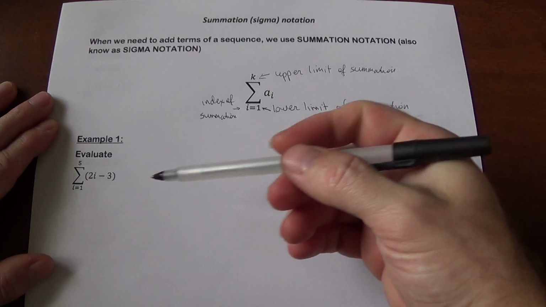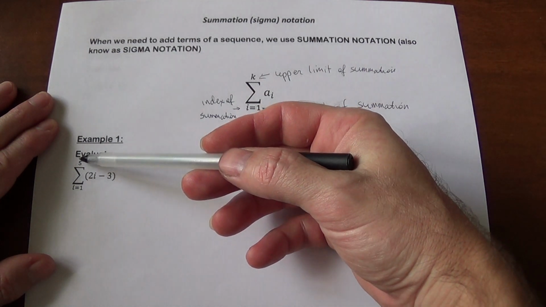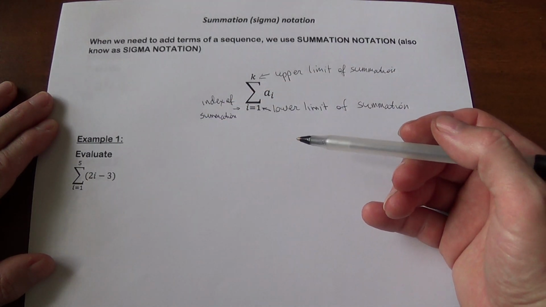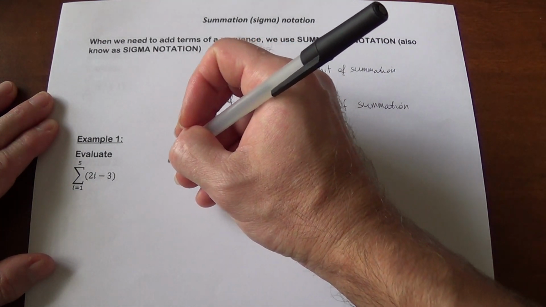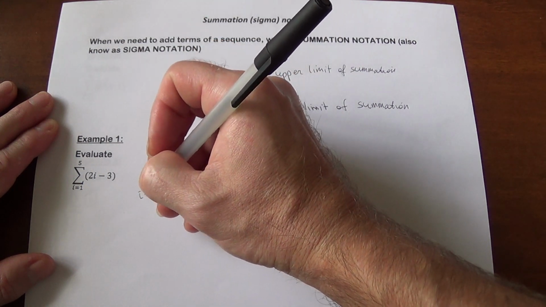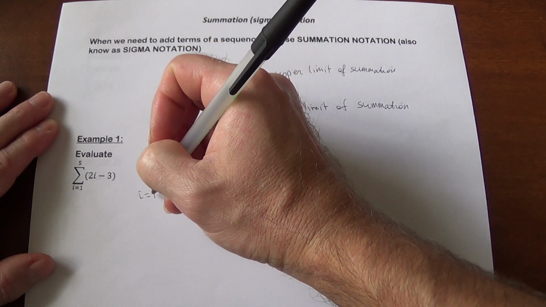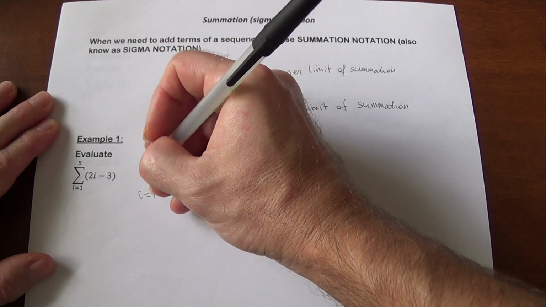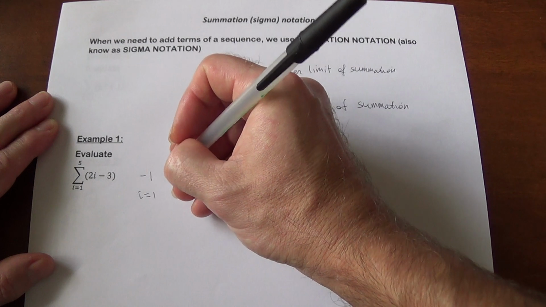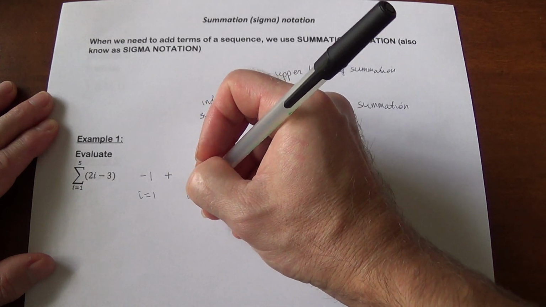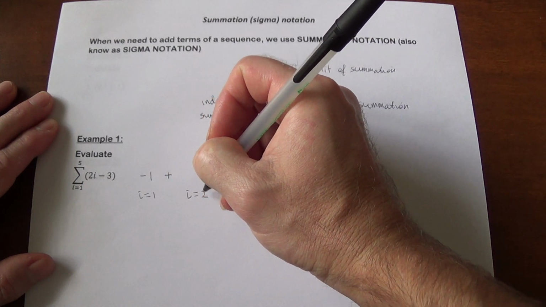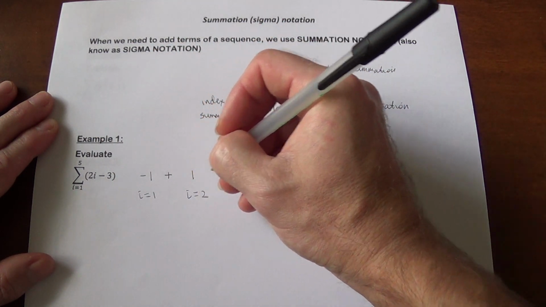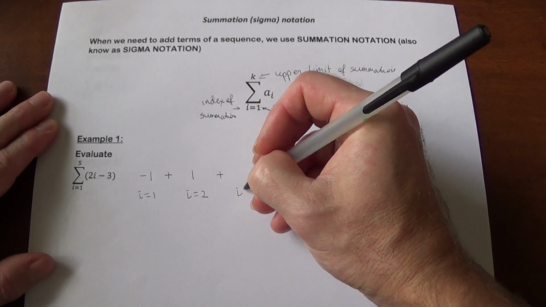So we have this summation. We're going to start at 1. We're going to go all the way to 5. And this is the expression where everything's going to go. So this is how it's going to work. We're going to make i equal 1, and we're going to substitute 1 into this expression. So 2 times 1 minus 3 will give us negative 1. Plus, we're going to make i equal 2. So now we're going to substitute 2 in there. 2 times 2 is 4. 4 minus 3 is 1. Plus, we're going to make i equal 3.